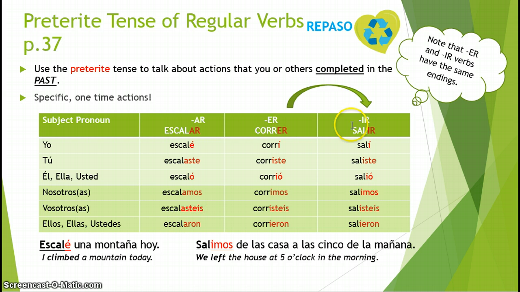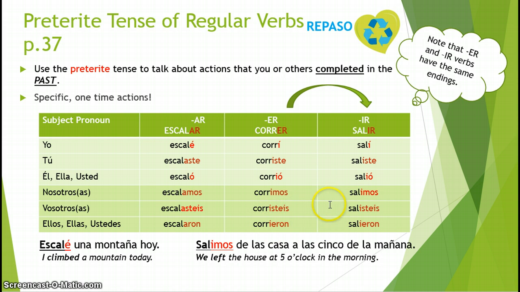ER and IR, if you will take note, these have the exact same endings. They are as follows. -í, -iste, -ió, -imos, -isteis, -ieron. So same endings regardless if it's an ER or IR verb in the preterite, past tense. So I have yo corrí, tú corriste, él, ella, usted corrió, nosotros corrimos, vosotros or vosotras corristeis, and ellos, ellas, ustedes corrieron.